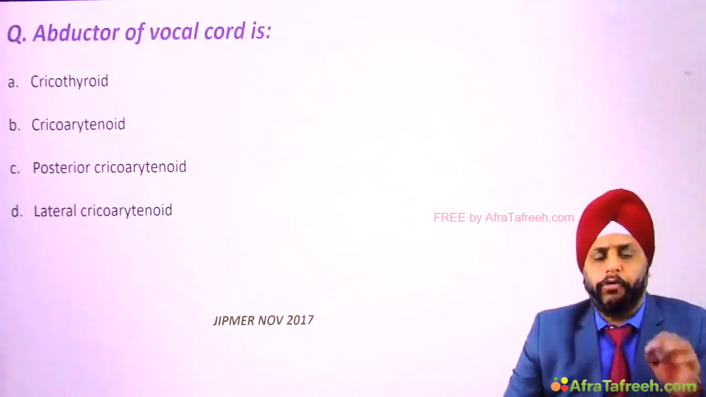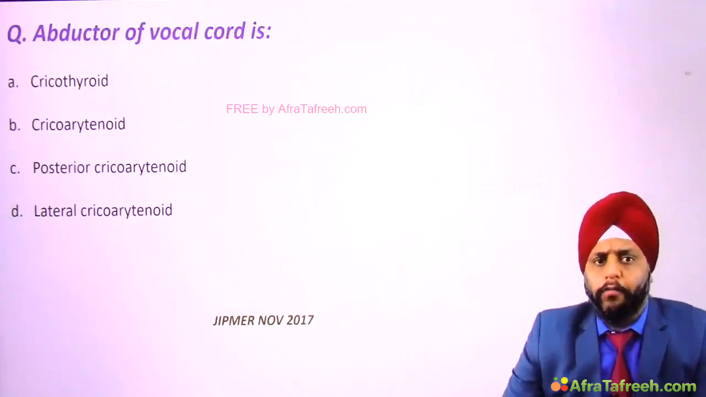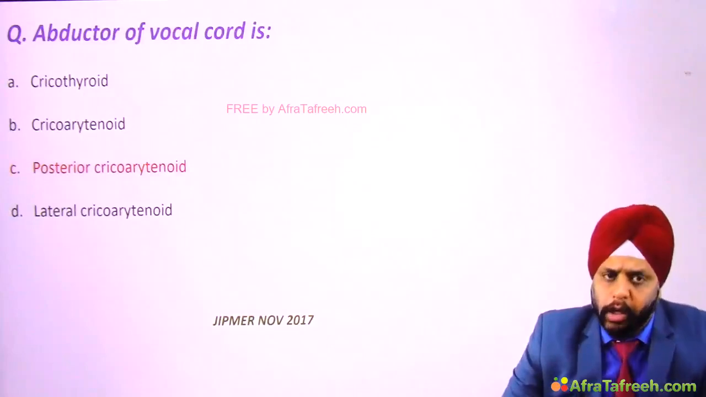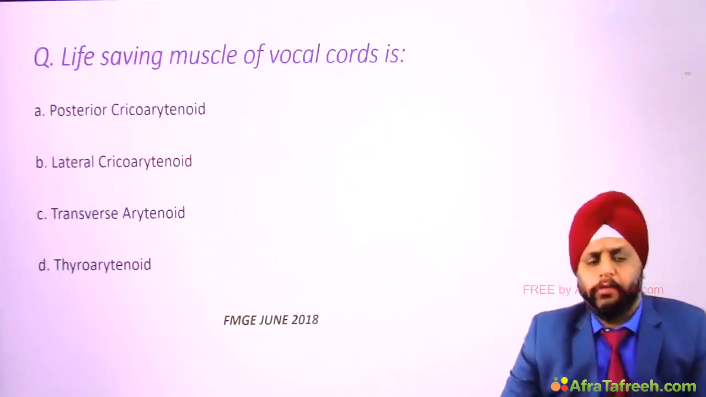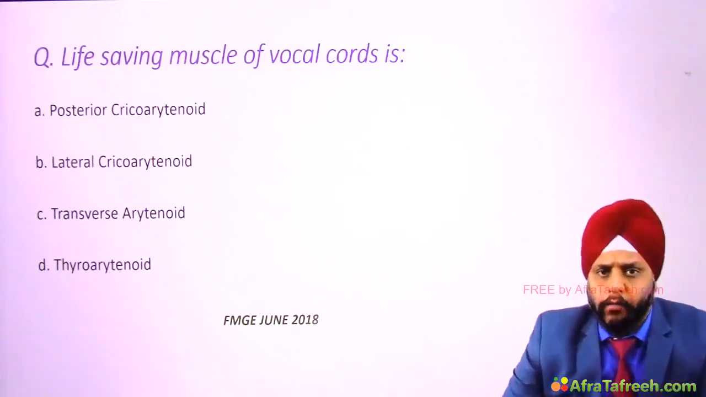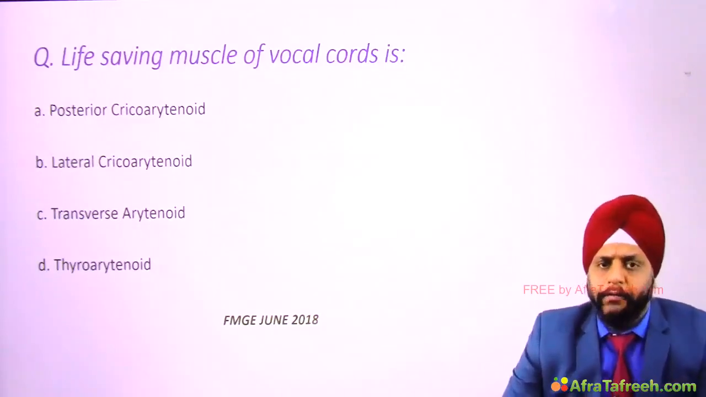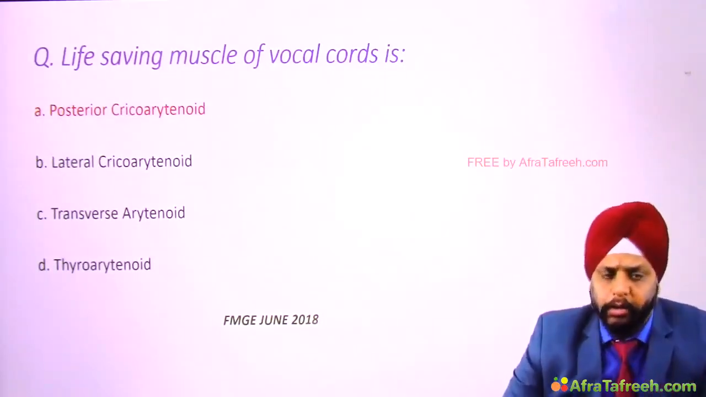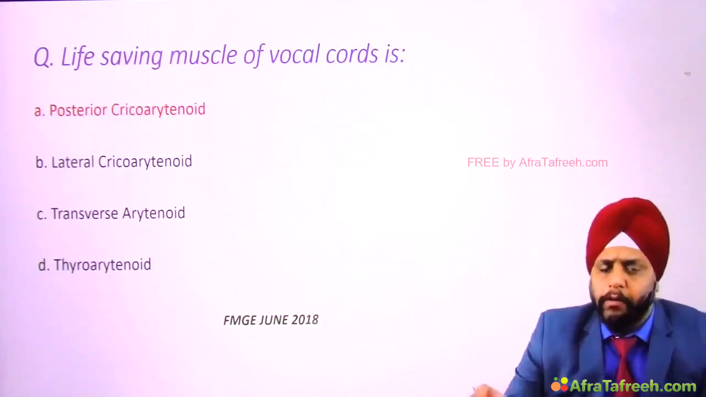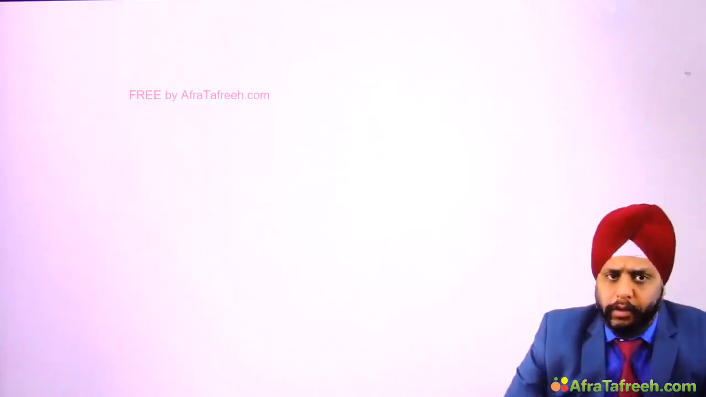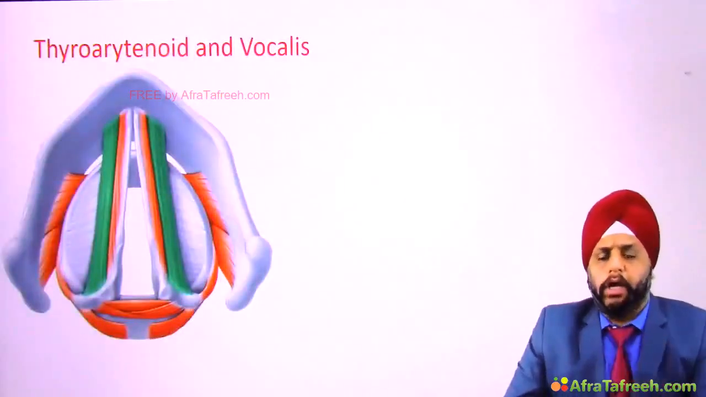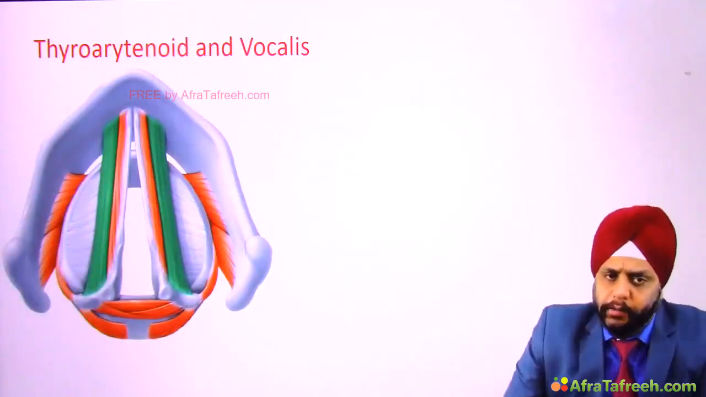Okay, question asked: the abductor of vocal folds is, the answer we know, the posterior cricoarytenoid muscle. Next question: the life-saving muscle of vocal cords is. So remember, the life-saving muscle of vocal cords is the posterior cricoarytenoid. That's the one which will open the airway when all the muscles close it. Next, we come to the thyroarytenoid and vocalis muscle.